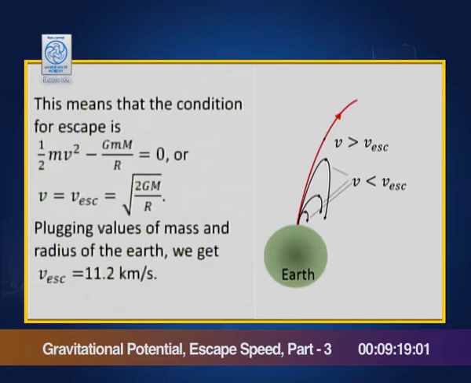And what is the total energy at the surface of the earth? Half m v squared minus G M m by R, and this must be equal to 0. This gives us v escape equal to root of 2 G M by R, and plugging in the values of G, M and R, we can calculate that v escape is 11.2 kilometers per second. It is a huge velocity, but you see it depends upon the mass of the earth or any other planet and the radius of the earth or that planet.